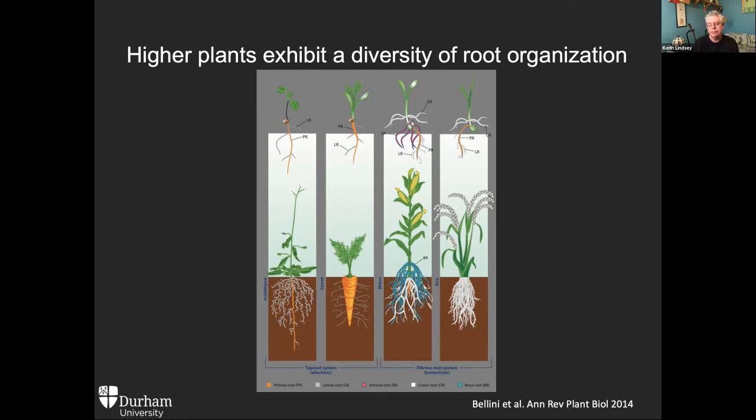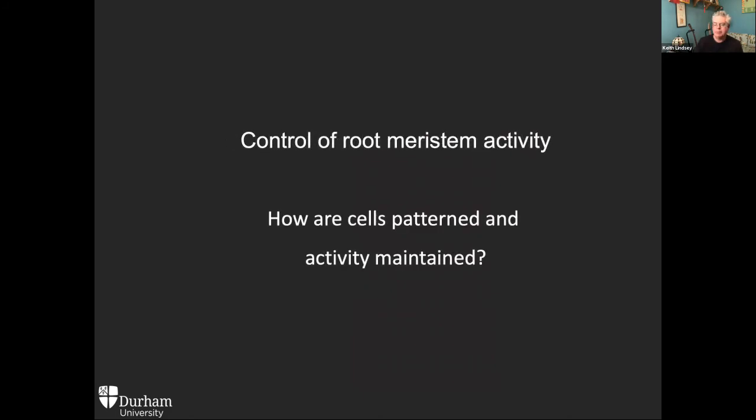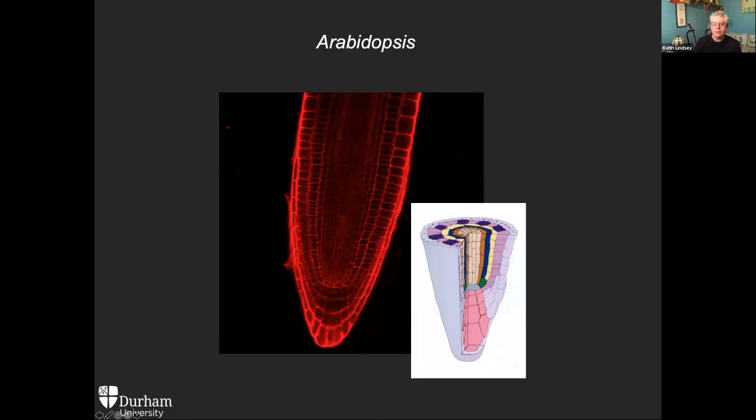And so the question, both from an evolutionary point of view and also from a mechanistic point of view, is how is the meristem regulated? How are the cells patterned and the activity of that meristem maintained? That's really the focus of the work in our lab. We use this Arabidopsis root system, and what you can see in this cutaway 3D model of the root tip is how neat it is, the organization of cells. And the organization of these cells is pretty stereotyped in Arabidopsis.